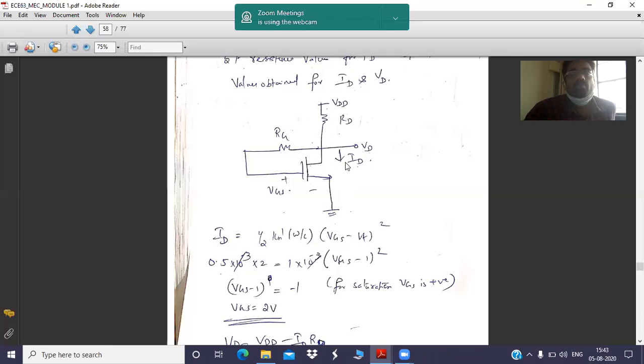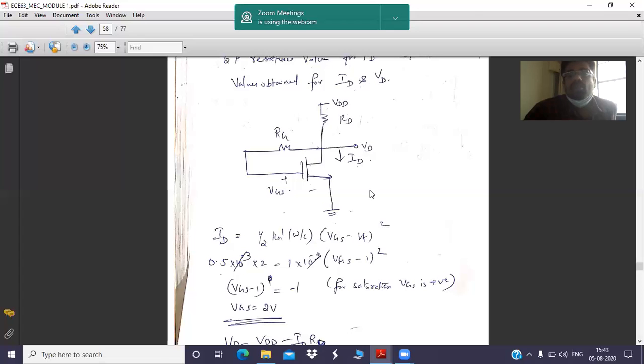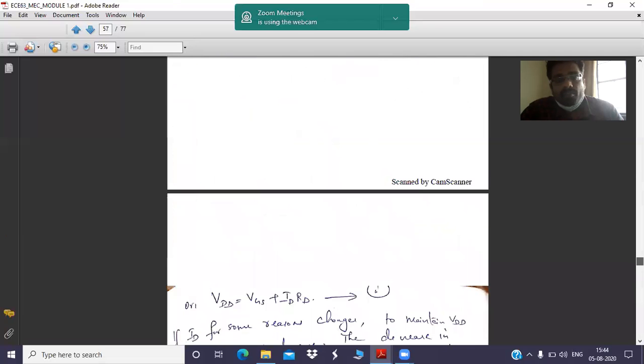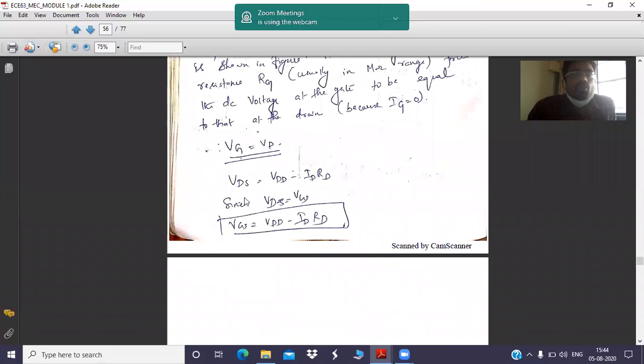What is that output? Is it VD equals VDD minus IDRD? Very good. So VD is equal to VDD minus IDRD. That is the KVL equation we have applied here. VDS is equal to VDD minus IDRD. Even though I have mentioned VD in the circuit diagram, please ensure that VD is the same as VDS.